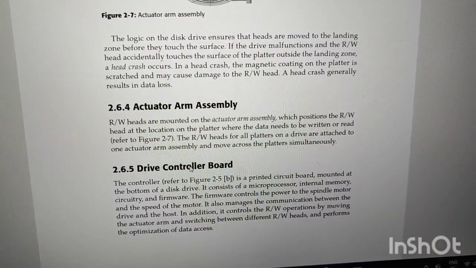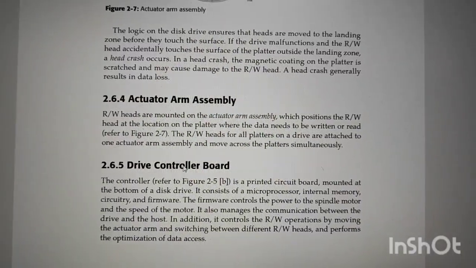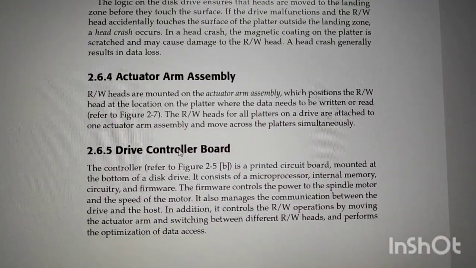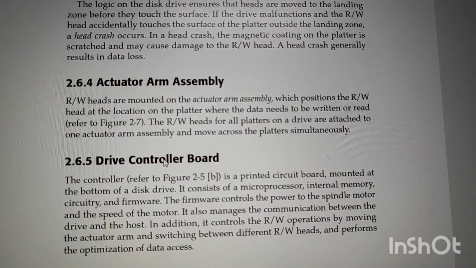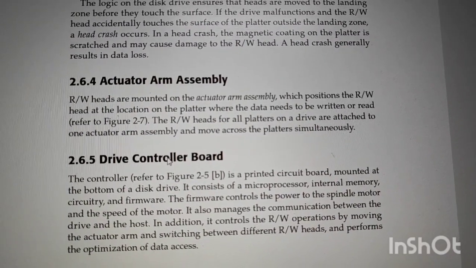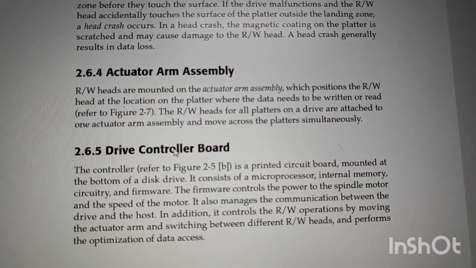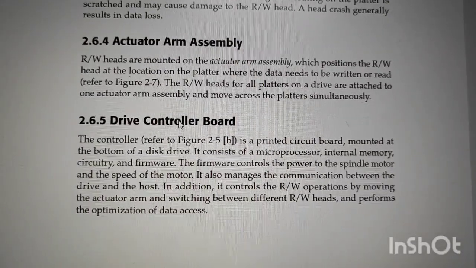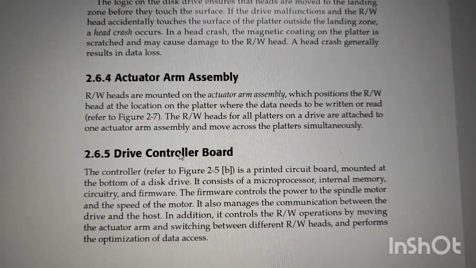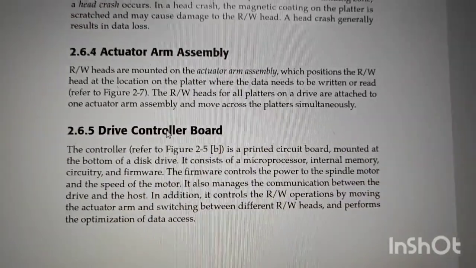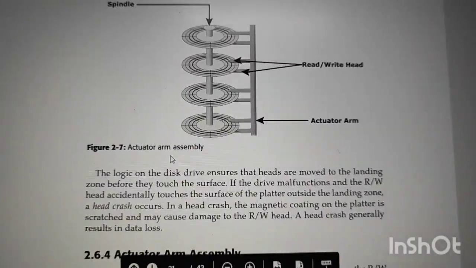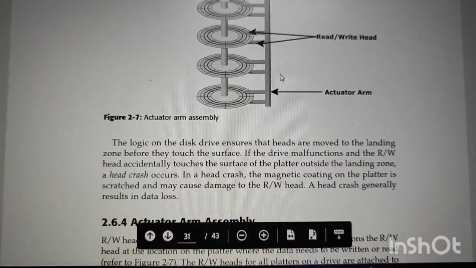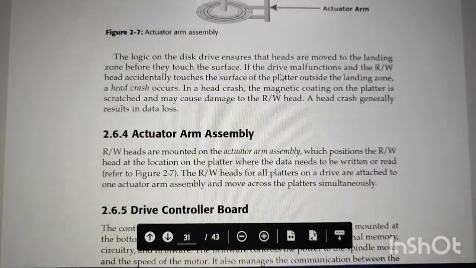You have an actuator arm assembly. This positions your read write head at the location on the platter where the data needs to be written or read. So it holds all your read write heads. The heads for all platters on the drive are attached to an actuator arm, and this actuator arm assembly moves across the platters simultaneously. That is your read write head, and the lengthy arm which is holding it is called the actuator arm assembly.